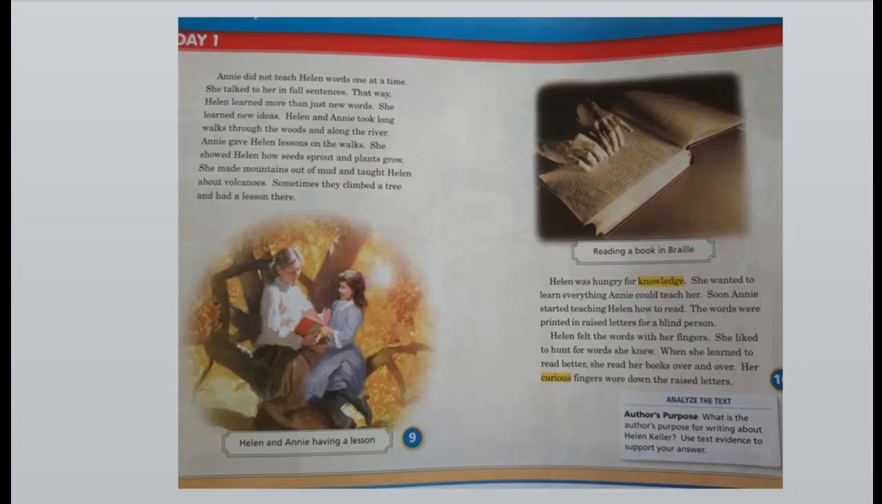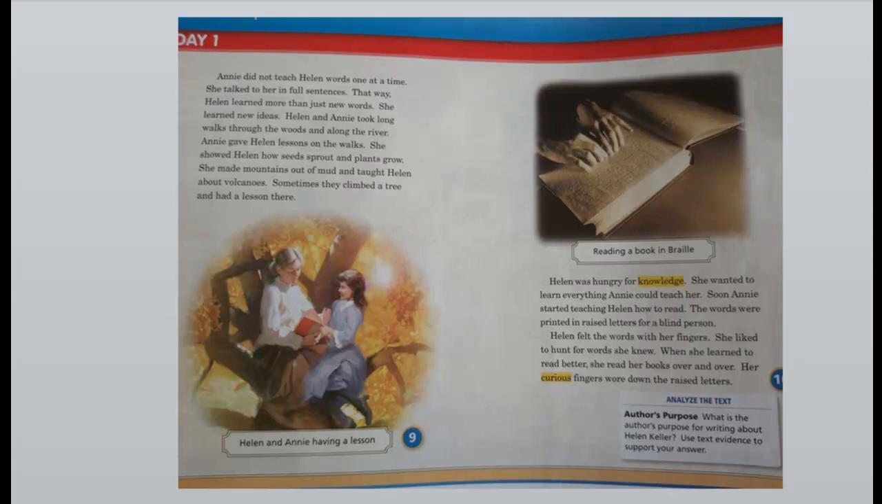Volcanoes? What are volcanoes, guys? Yeah, the ones that erupt or explode, getting lava or hot molten rocks outside. Okay. So sometimes they climbed a tree and had a lesson there. What a lovely lesson. Helen was hungry for knowledge. She wanted to learn everything Annie could teach her.